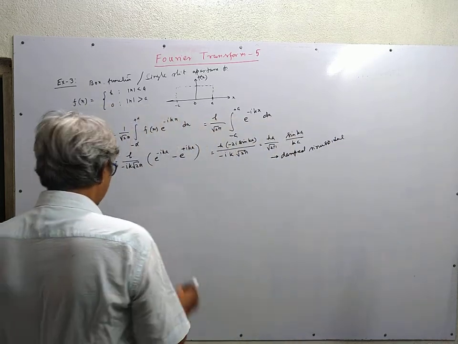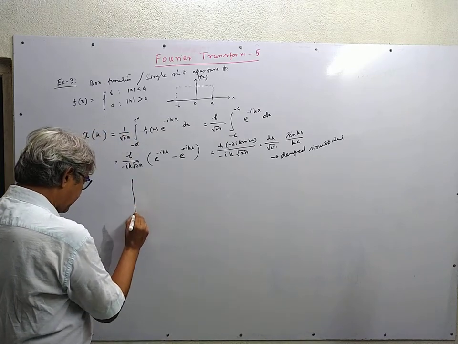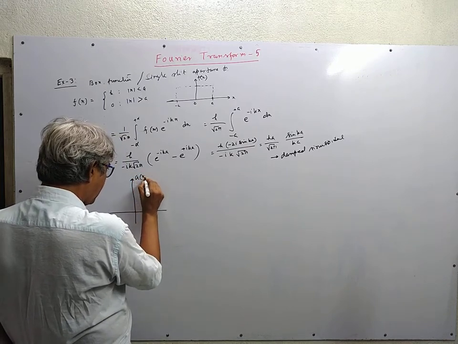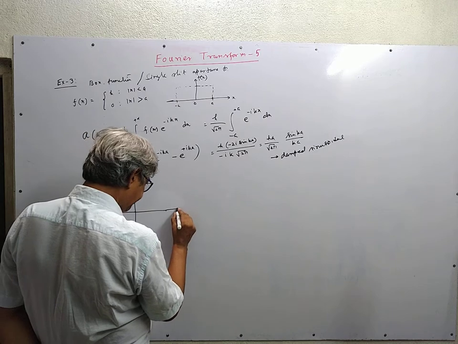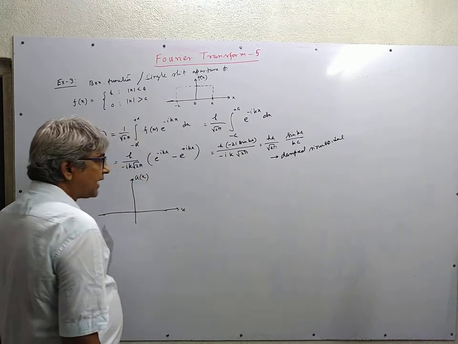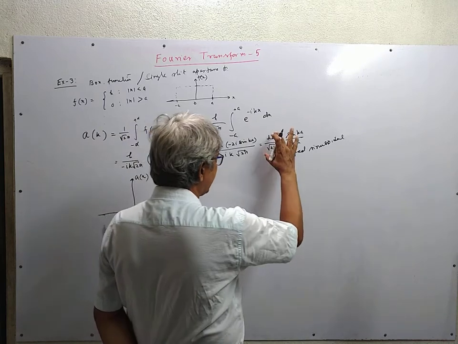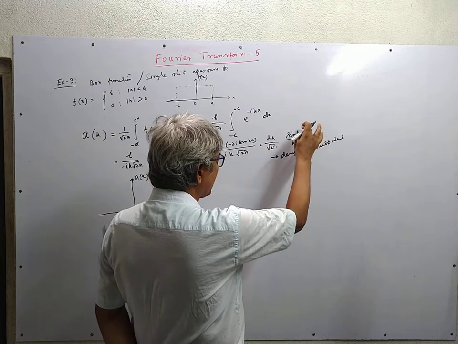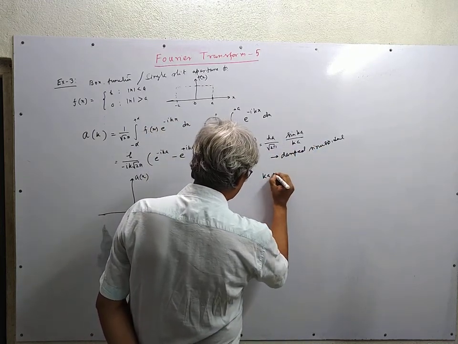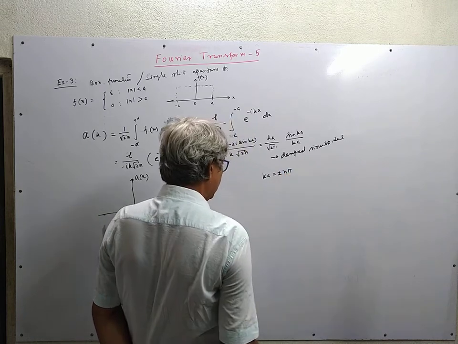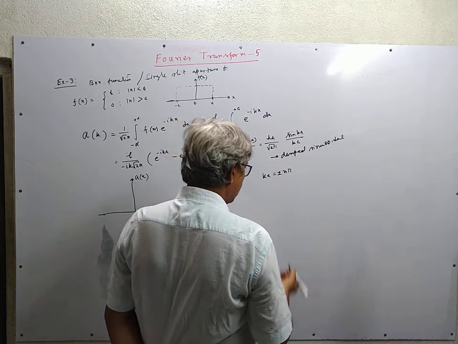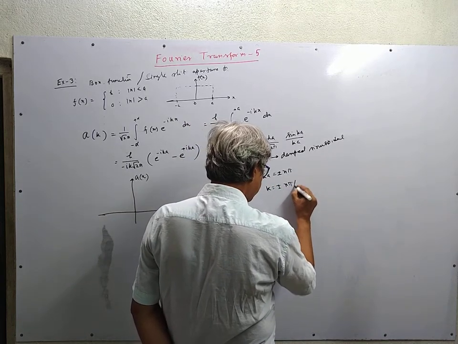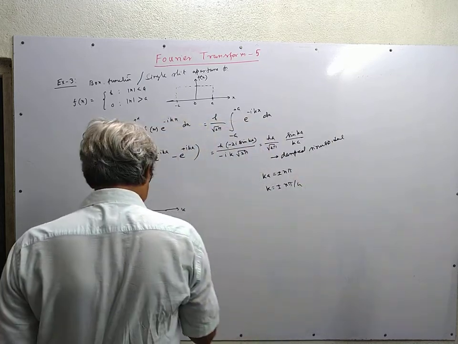So what will be its form? Its form will be like this. This is A of k, this is the k axis. Note that at k equal to 0, it is h a upon root 2 pi, and this function will be 0 at ka equal to plus minus n pi. So for k equal to plus minus n pi by a, the function will be 0 at these points.